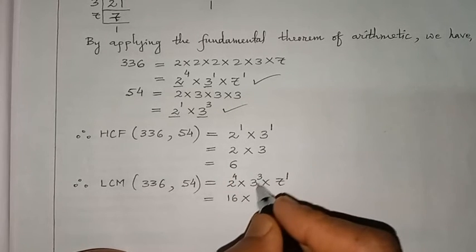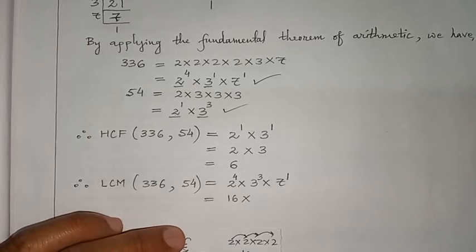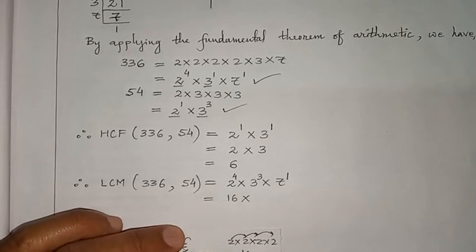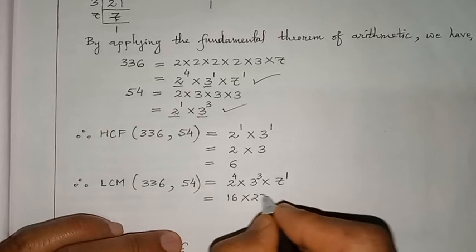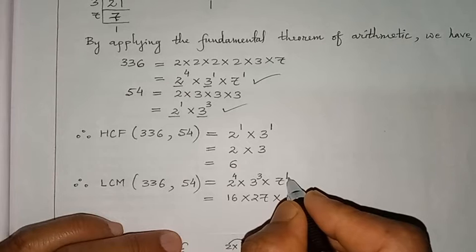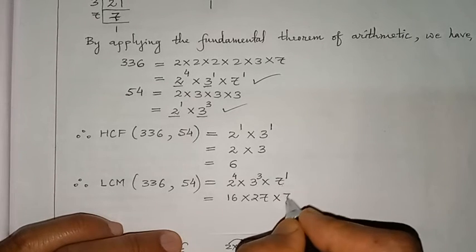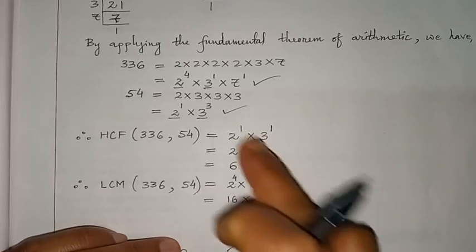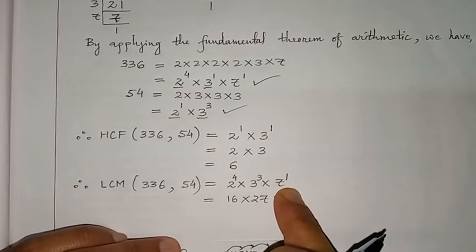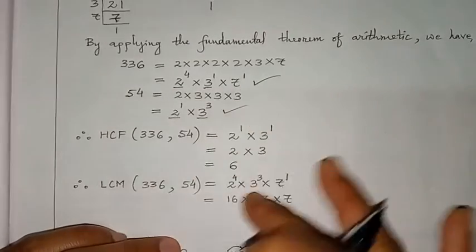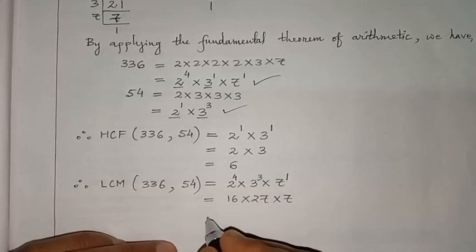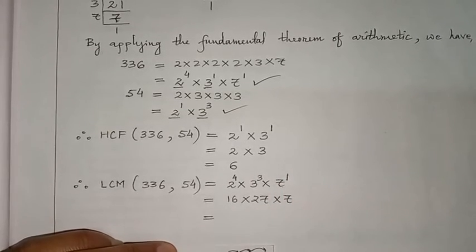Same here. 3 cube doesn't mean 3 into 3, 9. It means 3 into 3 into 3, 3 times. 3 raised to power 3 means just 3 multiplied 3 times. 3 into 3 is 9, 9 into 3 is 27. So this gives us 27. And 7 raised to power 1 is what? 7 is only one time. I showed power 1 for explaining and to complete the process, but power 1 means the number itself. Now let's multiply all this, 16 into 27 into 7, so you'll get the answer.